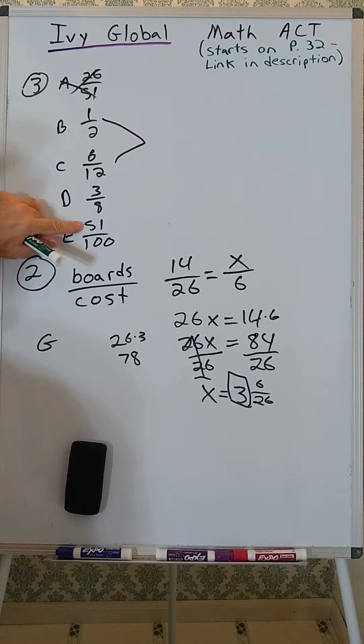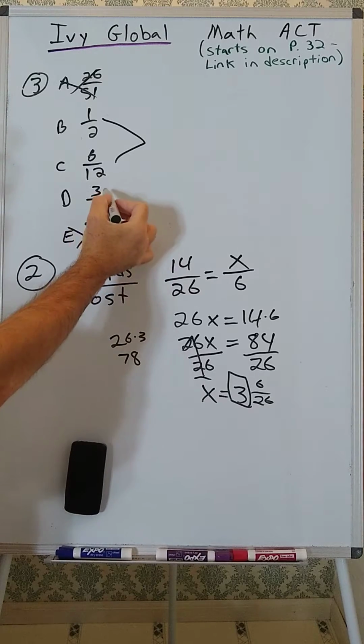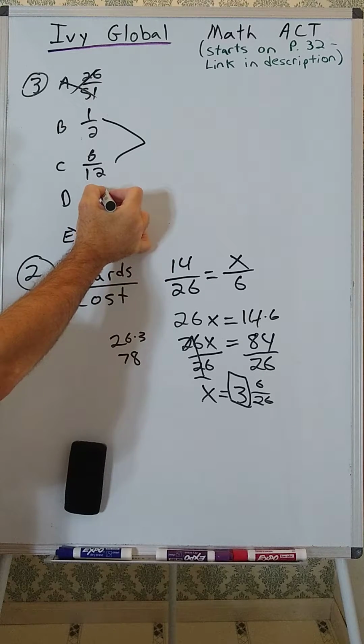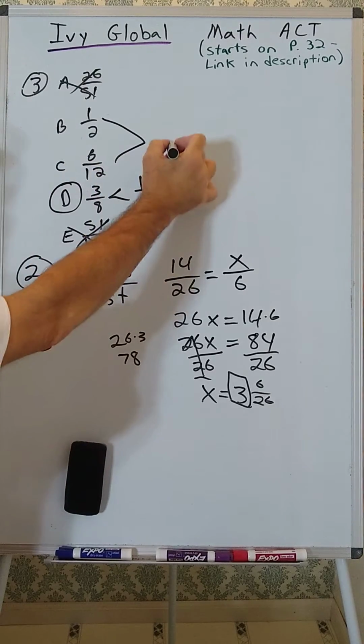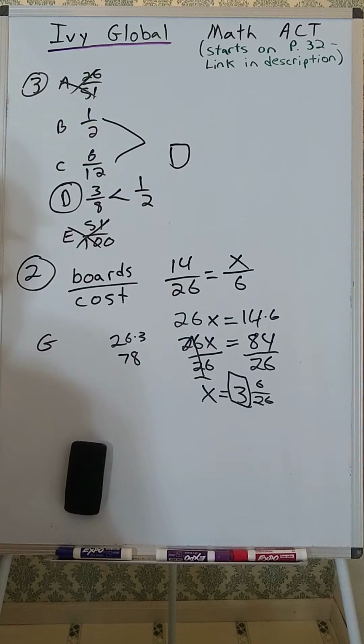50 is half of 100. This is more than half of 100, so can't be the right answer. And this answer makes sense. 3 is less than half of 8, so this number is less than 1/2. So D is the correct answer for 3.